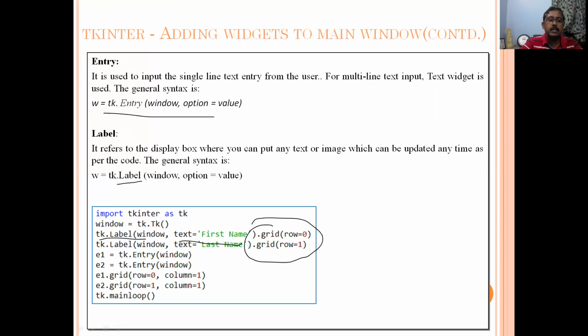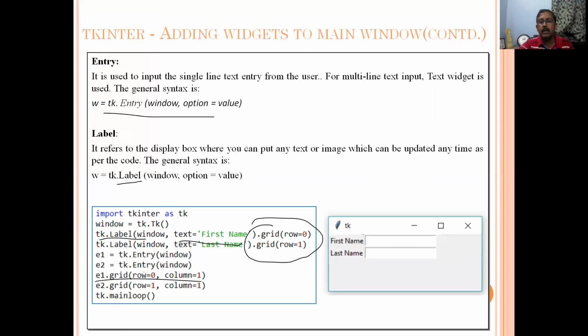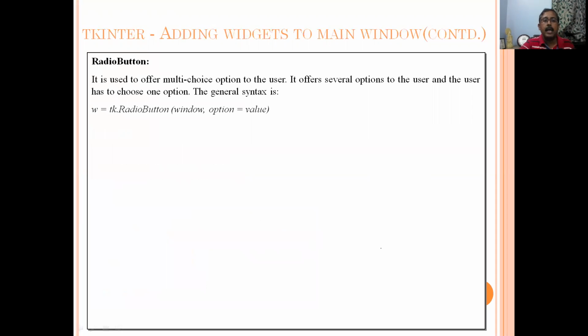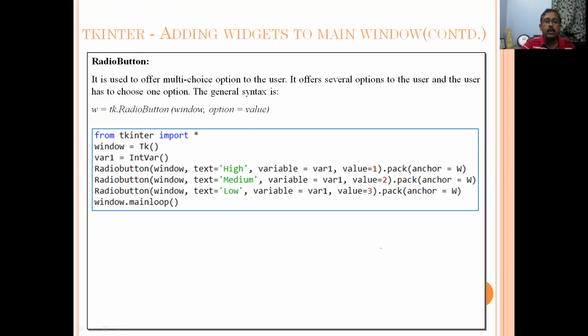And like this you have the entry boxes, with the grid function where we mention the row and the column. We'll see that with running code, right? So like this your window is created with the label and the edit boxes or the entry boxes, right? Like this you can position the radio buttons.